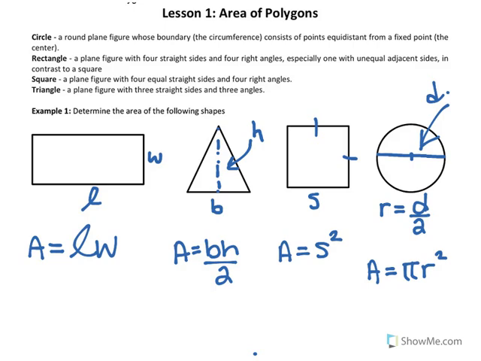So those are your formulas and how you should measure them. You can go ahead on your own and actually do that with these examples on your lesson. The size that I have is different than the size that you have, so there's no point for me to do it on here.